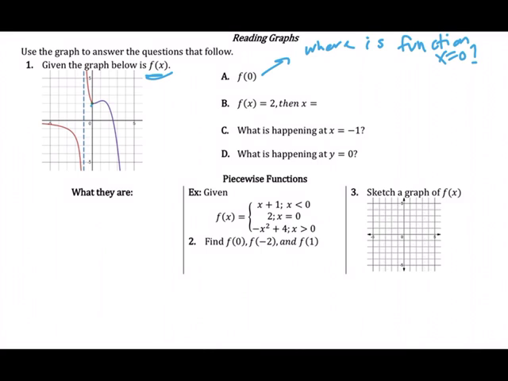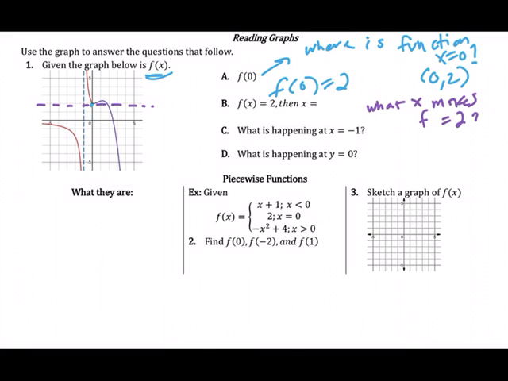Well, when x is equal to 0, we're right here, and that looks like 2. f of 0 is 2, because we have the ordered pair (0, 2) on our graph. B says if f of x is equal to 2, then x is equal to, so this is asking us what x makes the function equal to 2. So I'm looking at right here, 2 for y. What x value makes the function equal to 2? Well, that x value would be 0.